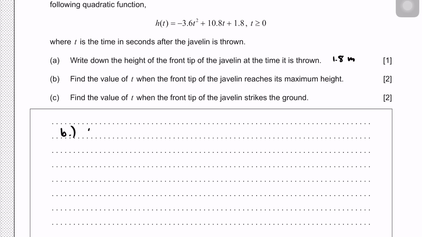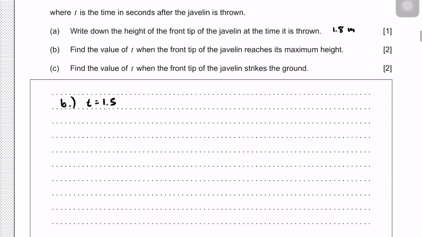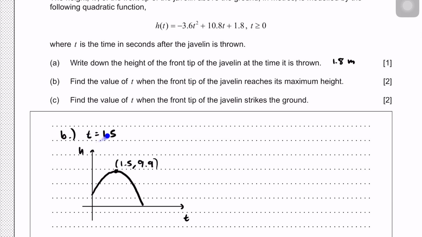For part B, t equals 1.5. This is a 2-mark question, so likely some process is being expected here. Make a little sketch and quickly label the axes. This is height against time. We know it intersects at 1.8, but the critical value here is that they're expecting some kind of symmetry. Then you can label this point t of 1.5, and the height at this point was 9.9. So make sure you show some process, even if you know how to find the answer, because it's a 2-mark question.